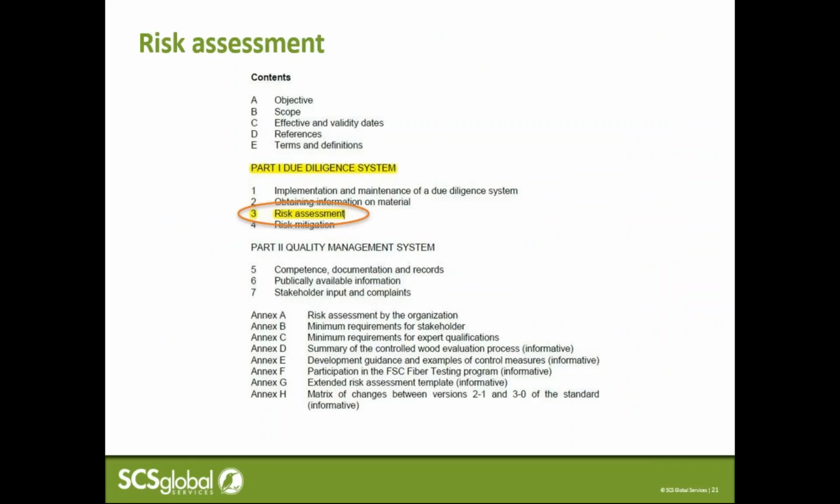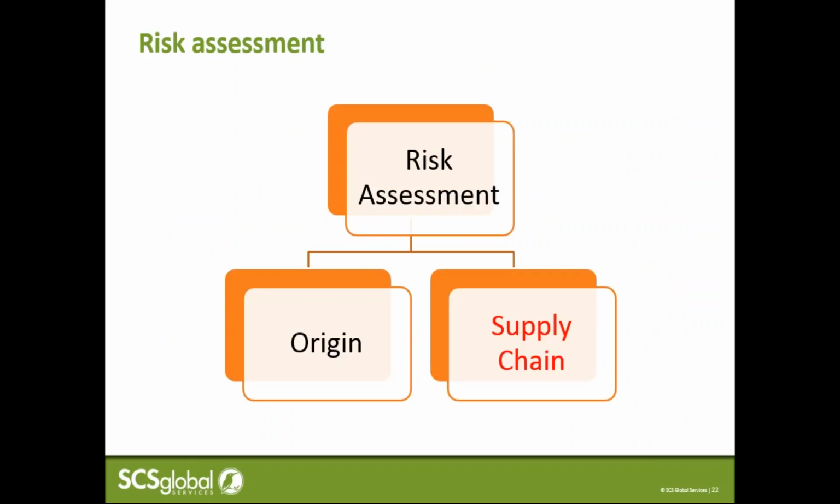Okay, so let's move on to section 3 of the standard, which corresponds to the second big component of the due diligence system, which is assessing risk. This is one of the most important key differences between version 2-1 of the standard and version 3.